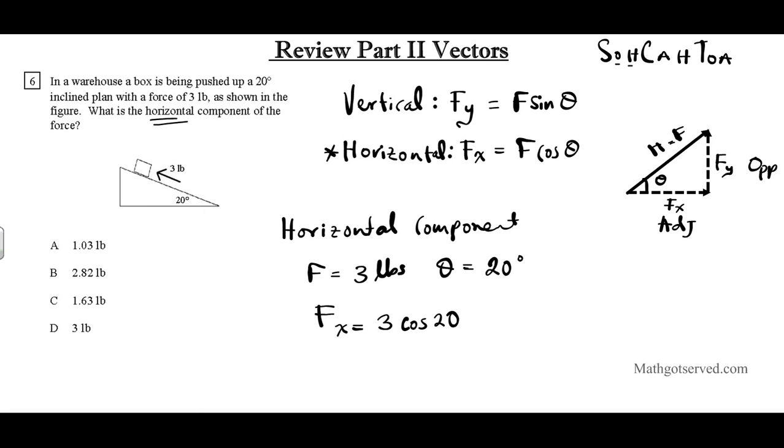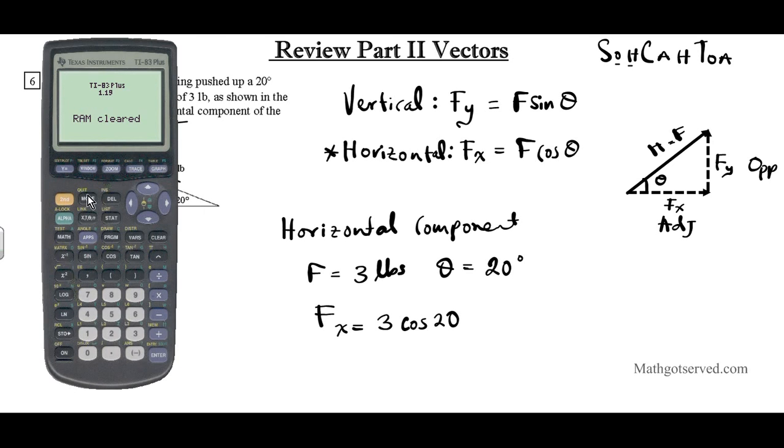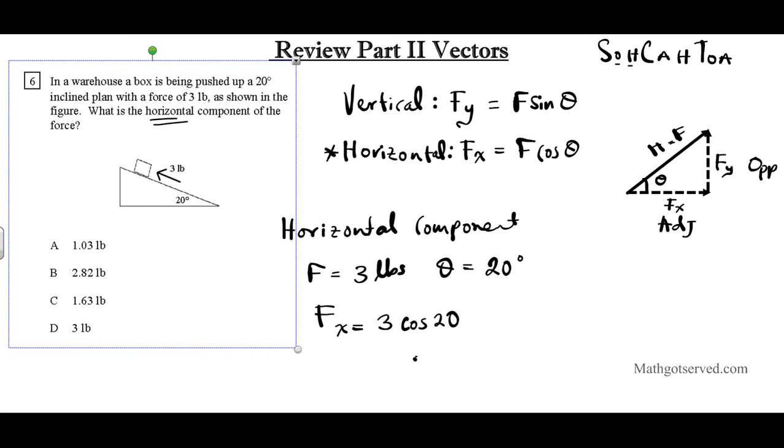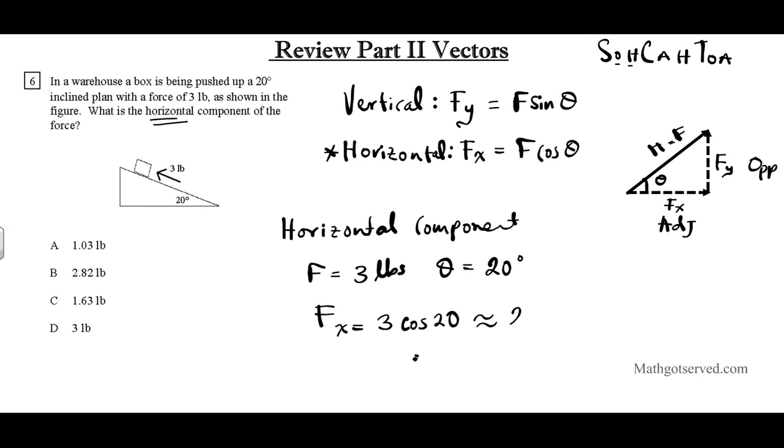All right, so we just plug that into our calculator. Let's see, we set my mode to degrees. Make sure we're in the right mode. So 3 cosine 20 yields 2.8191. To two decimal places it is 2.82. Okay, so our answer is that the horizontal component of force is approximately 2.82 pounds. So our answer is option B.